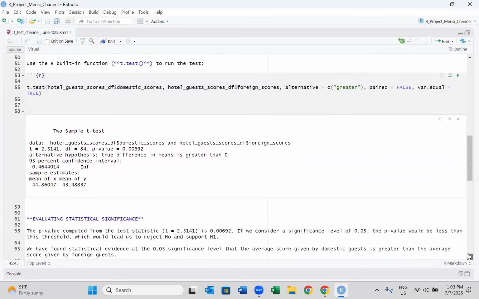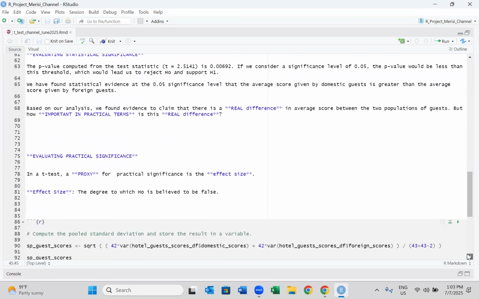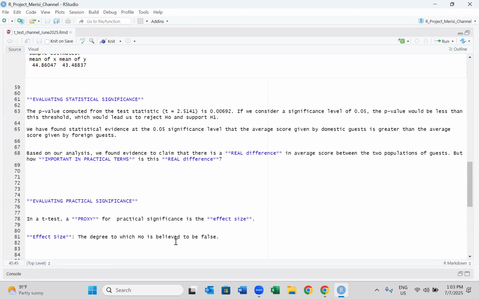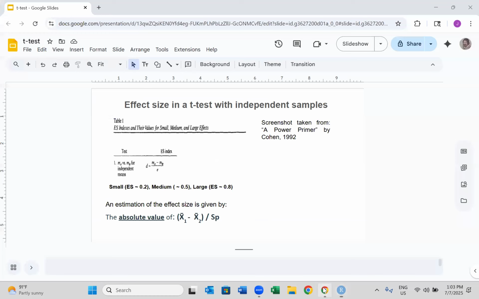But how to compute the effect size? So that's a definition, but how to compute it? Well, to compute the effect size for a t-test, we are going to use Cohen's suggestion. There is a very famous article written by Cohen, A Power Primer, in 1992, and in that article, Cohen mentioned that to evaluate the effect size when you do a t-test using independent samples, which is our case, you can use that metric right here.